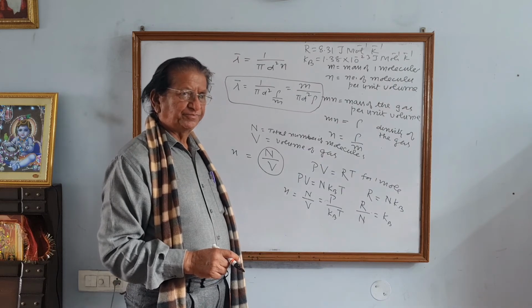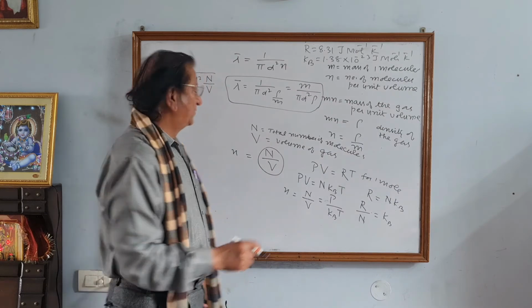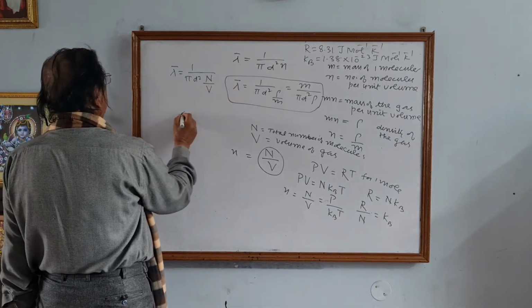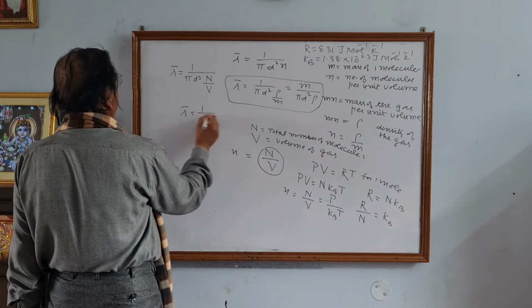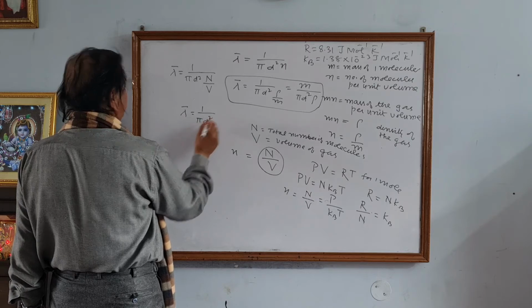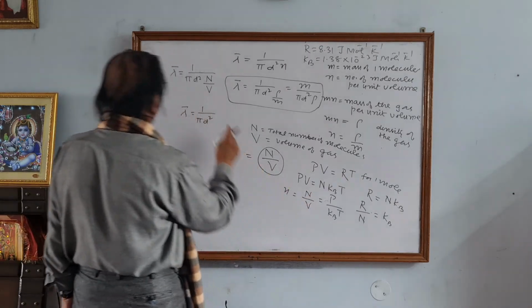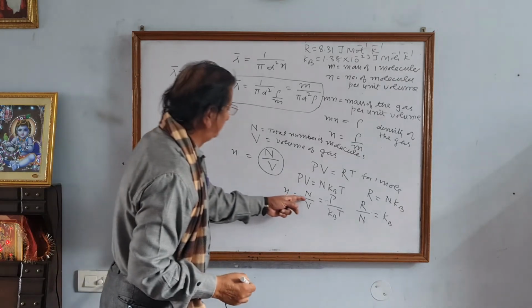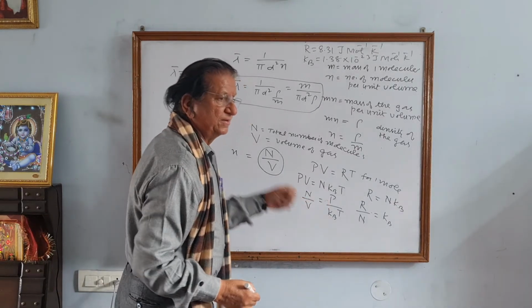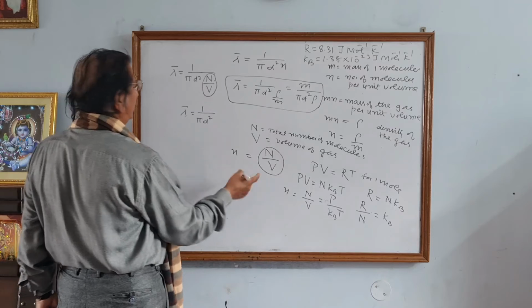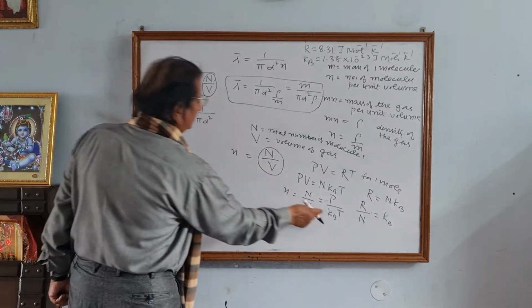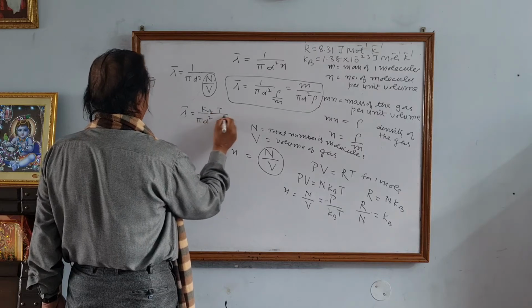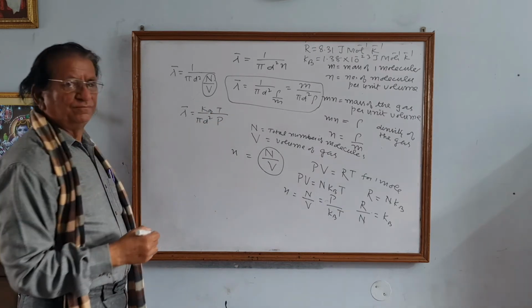So in this expression here, mean free path is equal to 1 over pi d square n by v. Replace this n by v by p over this. तो क्या आएगा, ये डिवाइड करें ना, ये ऊपर चला जाएगा, Kb into T by P.